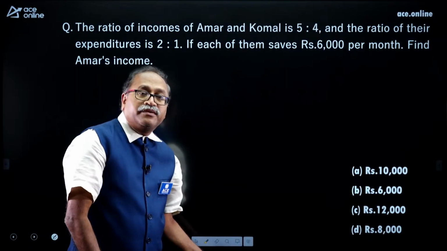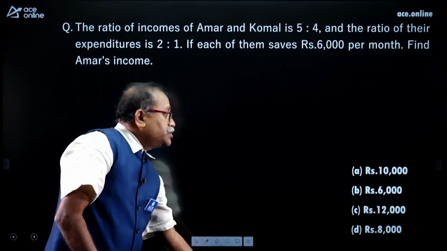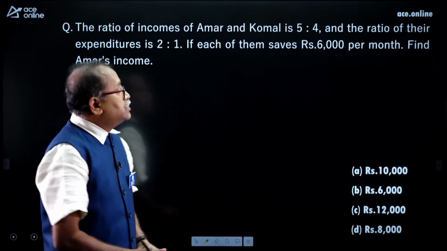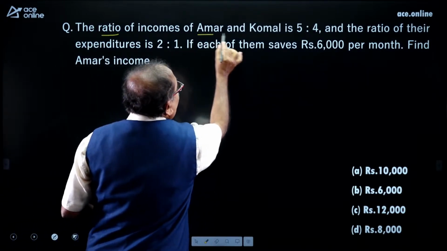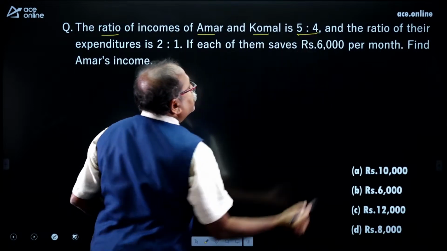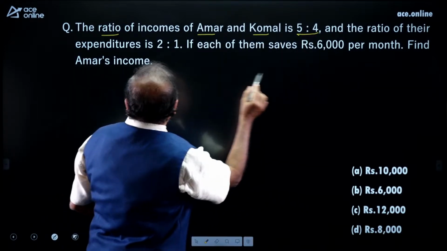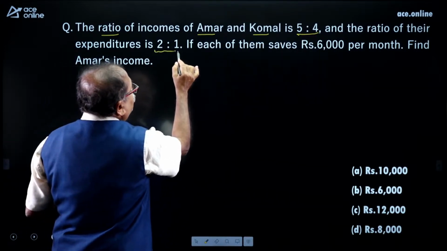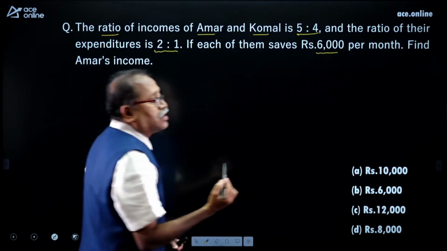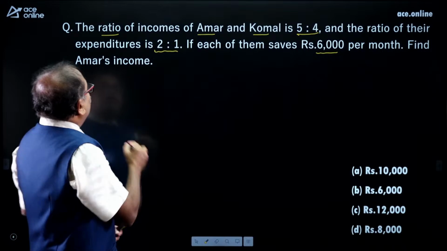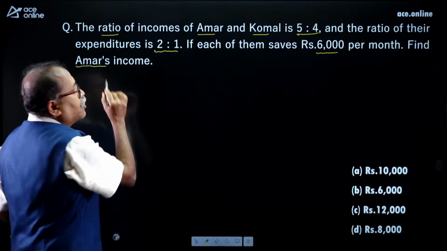Moving on to the next question, which is here. Look at the question here. First we will check the question, then I will give Mr. Deepak 30 seconds. The ratio of the income of A and K is 4:5, and the ratio of their expenditure is 2:1. If each of them is saving rupees 6,000 per month, then what is the monthly income of Amar?